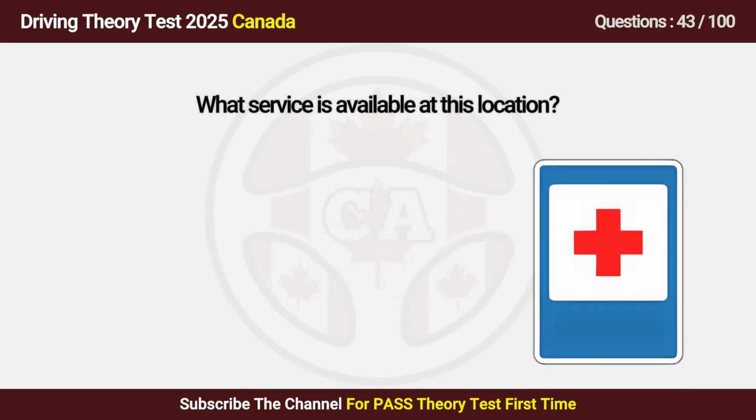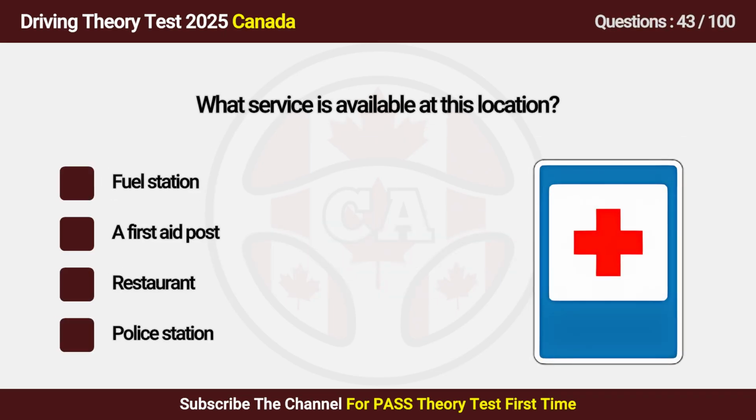Question 43. What service is available at this location? A. Fuel station. B. A first aid post. C. Restaurant. D. Police station.